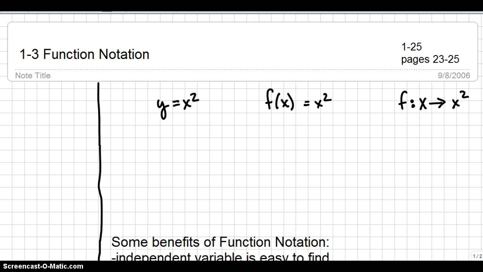This lesson is for Advanced Algebra, Lesson 1-3 on function notation. In the previous lesson we were introduced to what a function is. Today we're going to start looking at how to write a function using the proper symbols.